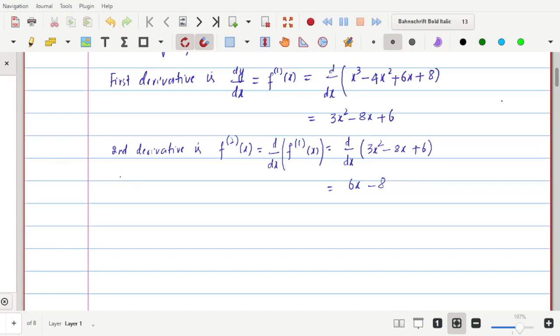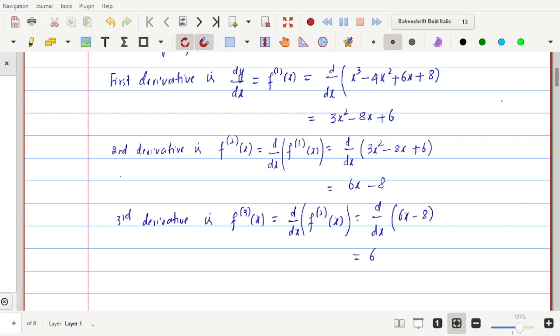Hence the third derivative, denoted by f3 of x, we define as the derivative of the second derivative. So it is the derivative of f2 of x, which is the derivative of 6x minus 8. The derivative of 6x minus 8, as we can compute, is equal to 6. So this is how we define the higher order derivatives.